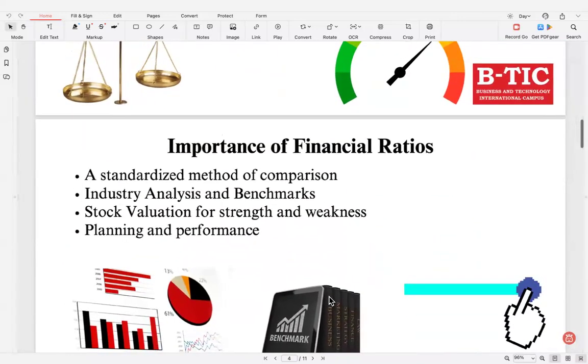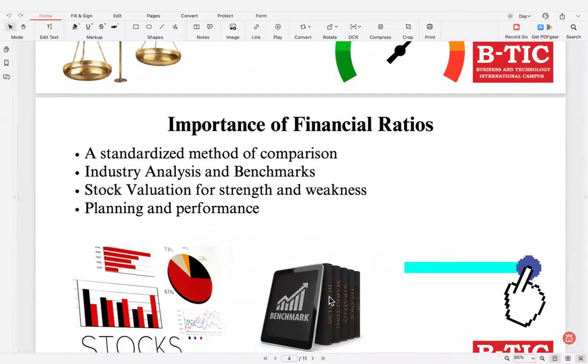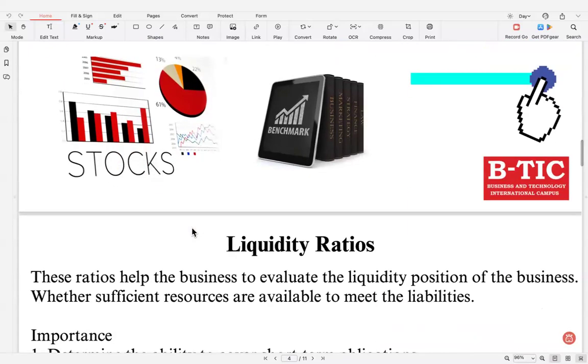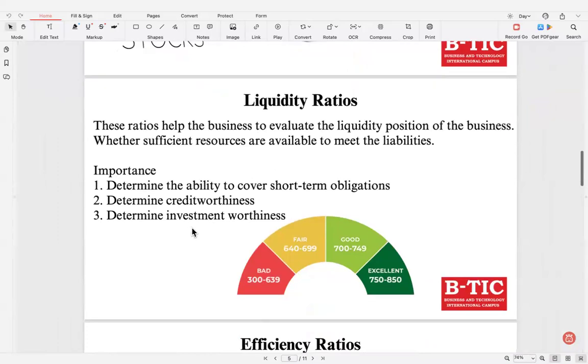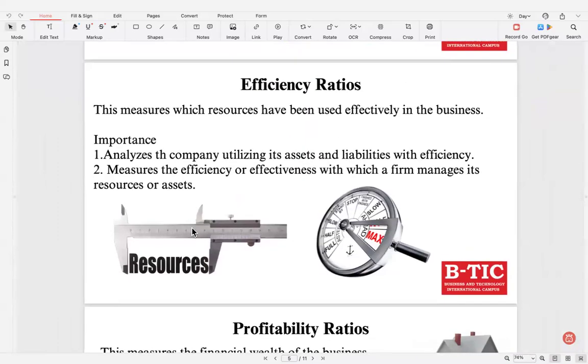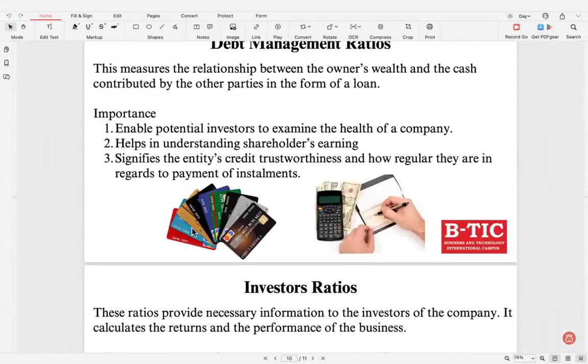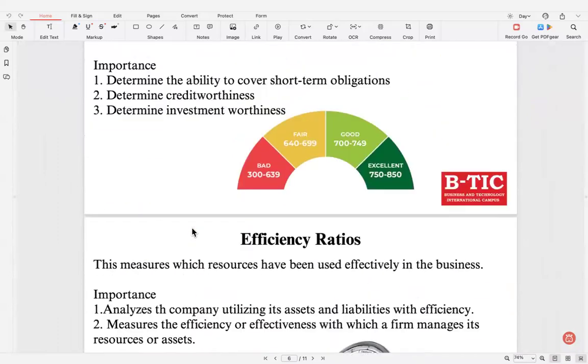We also looked into the importance of financial ratios. Yes, there are more importances of financial ratios, but I just focus on 4 areas, which are a standardized method of comparison, industry analysis and benchmark, stock valuation for strengths and weaknesses, and planning and performance. Then we went through the 5 types of ratios: liquidity ratios, efficiency ratios, profitability, debt management, and investors. I'm just going to go through the definitions here.